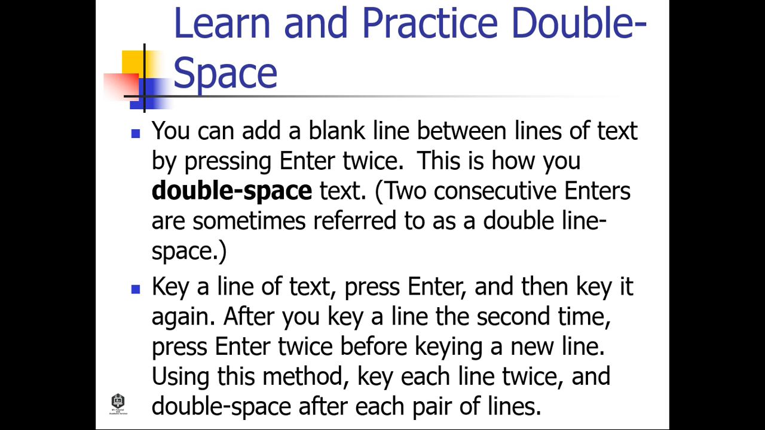You can add a blank line between lines of text by pressing enter twice. This is how you double space text. Two consecutive enters are sometimes referred to as a double line space. Key a line of text. Press enter and then key it again. After you key a line the second time, press enter twice before keying a new line. Using this method, key each line twice and double space after each pair of lines.